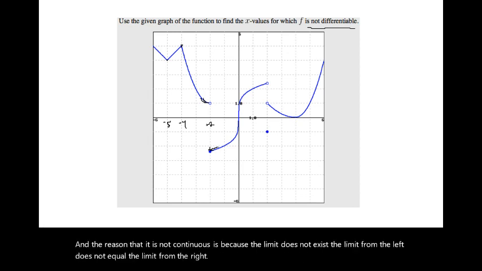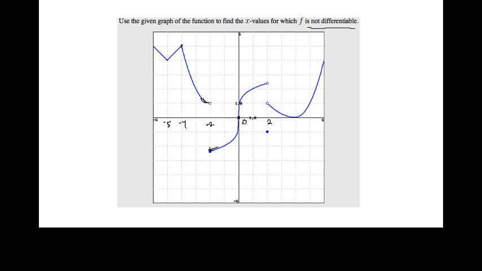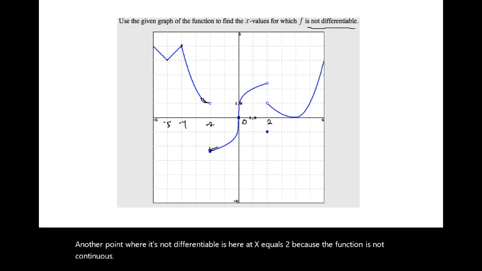Another point where it's not differentiable is here at 0, because there is a vertical tangent here at x equals 0. Another point where it's not differentiable is here at x equals 2, because the function is not continuous. If it is not continuous, it is automatically not differentiable, and it's not continuous because the limit as x approaches 2 does not exist. This one illustration here pretty much gives all of the ways that a function can fail to be differentiable.